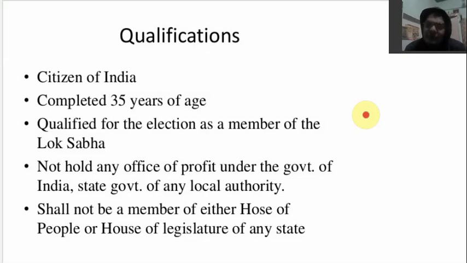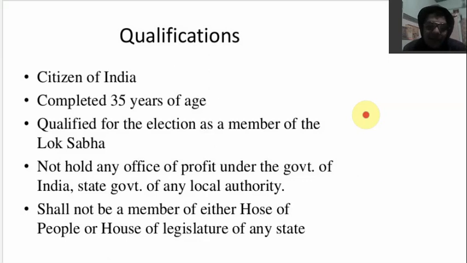You should not hold any office of profit under the government of India, a state government, or any local authority. That means you should not be biased. There should be no conflict of interest. You should not be holding any office of profit. You have to be completely clean and completely neutral to act as the president of the nation.